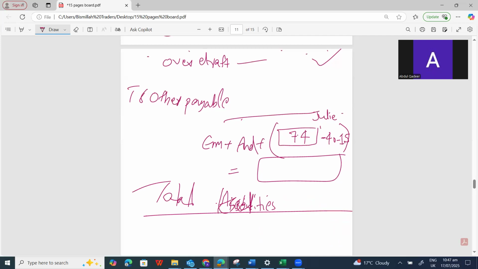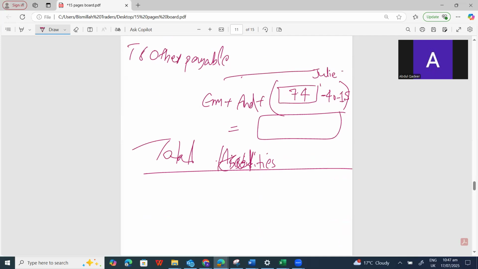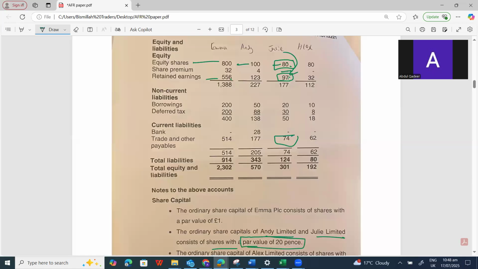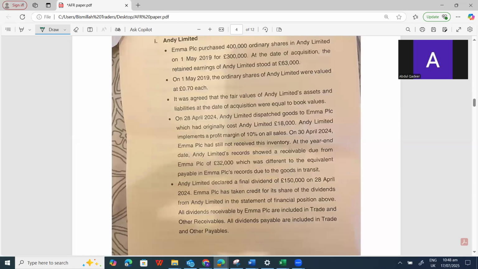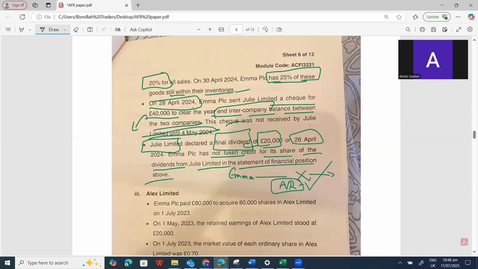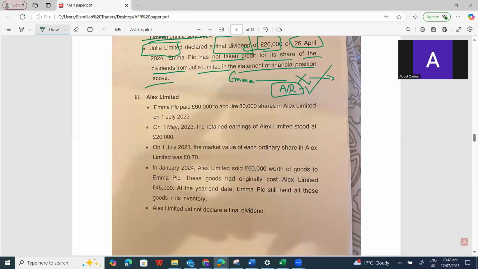Now the last thing is the associate. If the next one is an associate or subsidiary, we have to check first. Now we are going to solve for Alex. Let's check whether Alex Limited is an associate or subsidiary, and what we have to do for that one. Now we are going to study Alex Limited.